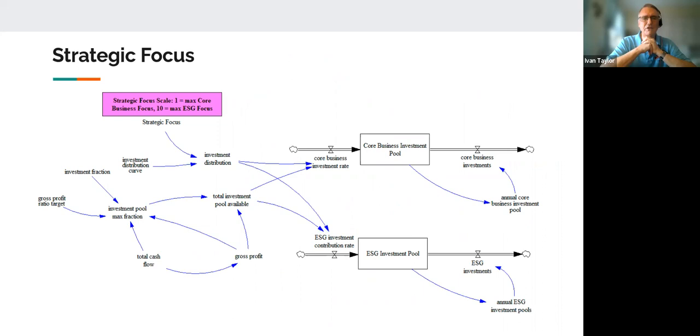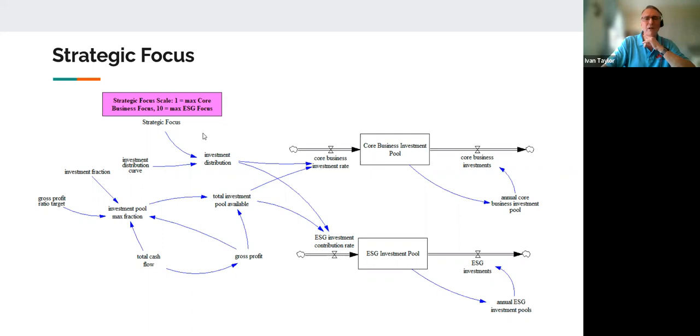And we have this idea of a strategic focus where one is maximum core investment, which basically involves investing in R&D and production issues. And then 10 is the maximum ESG focus, which involves investment in environmental, social, and governance issues. So we can change the strategic focus and see how the results change.